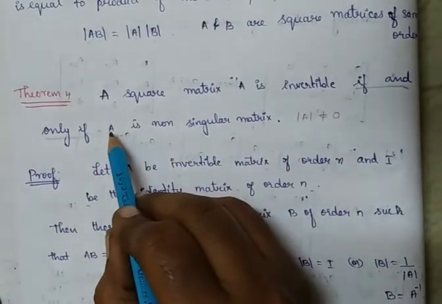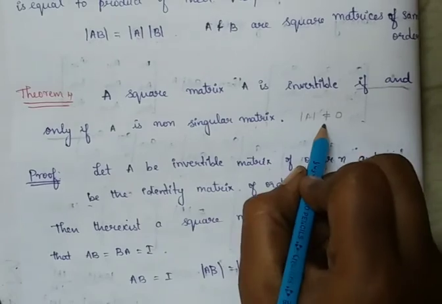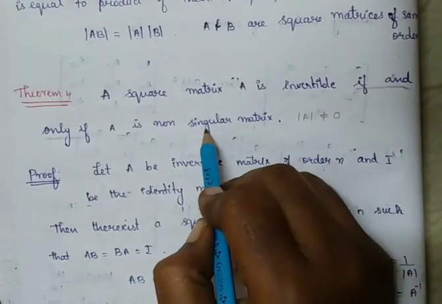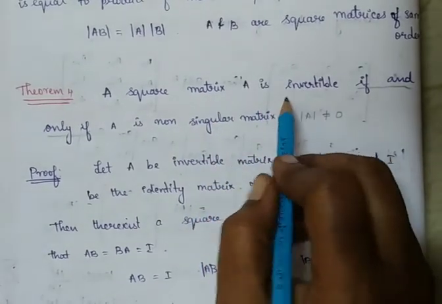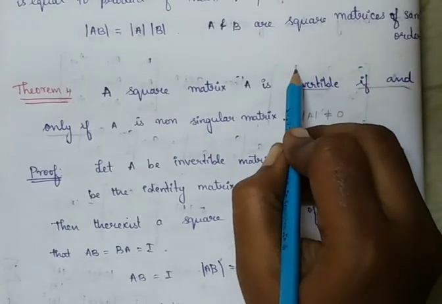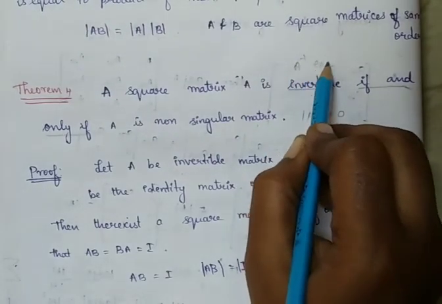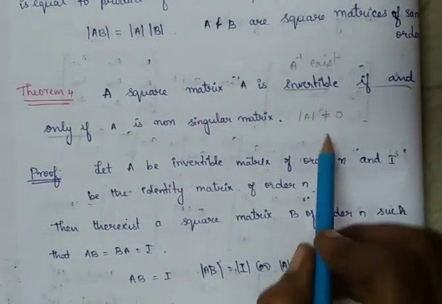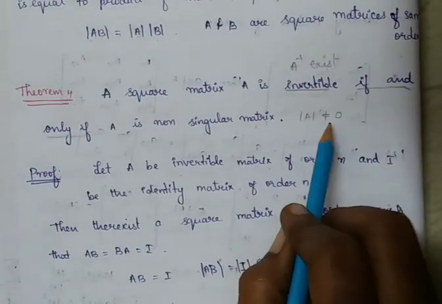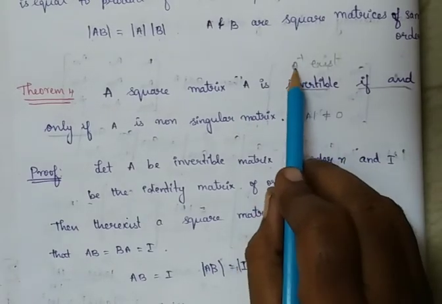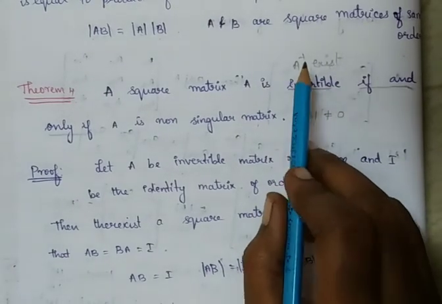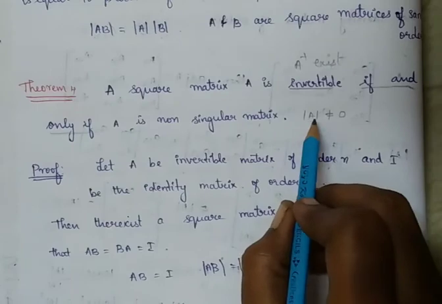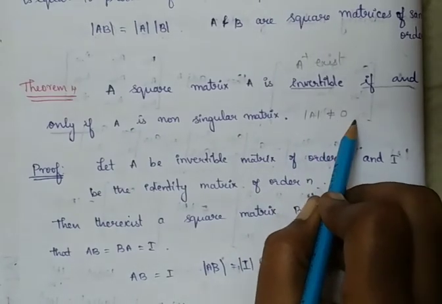See here, A is a non-singular matrix means we know here we have to prove that A is invertible. Invertible means that A inverse exists. We have to prove that A inverse exists here. Taking determinant of A not equal to 0, we have to prove A inverse exists, and taking A inverse exists, we have to prove determinant of A is not equal to 0.